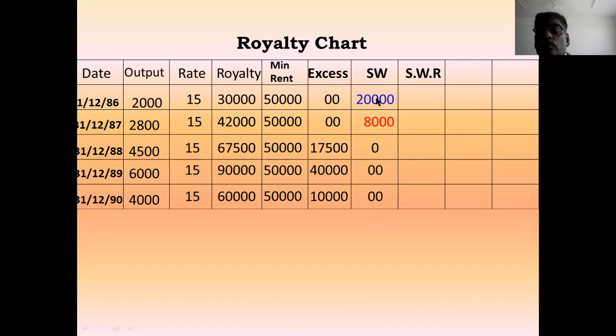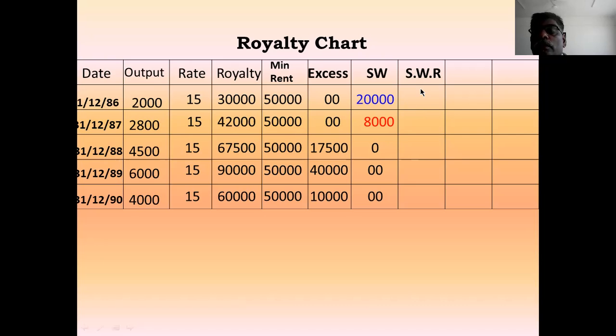20,000 is the first year short working. This is to be recovered in the next 3 years. Next 3 years means 87, 88, 89. And the maximum limit given for you people is 6,000.